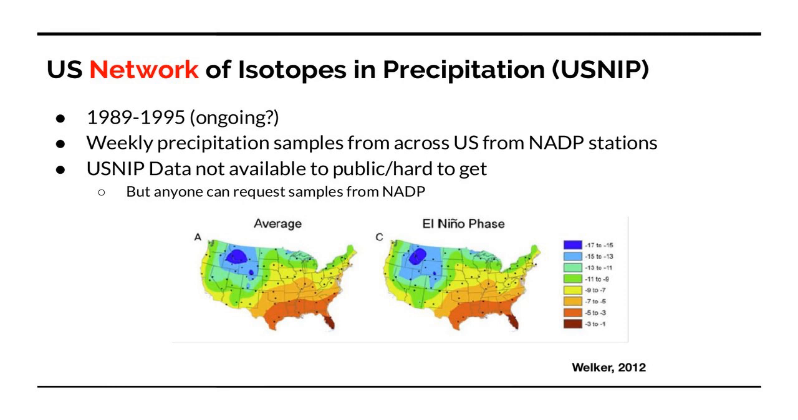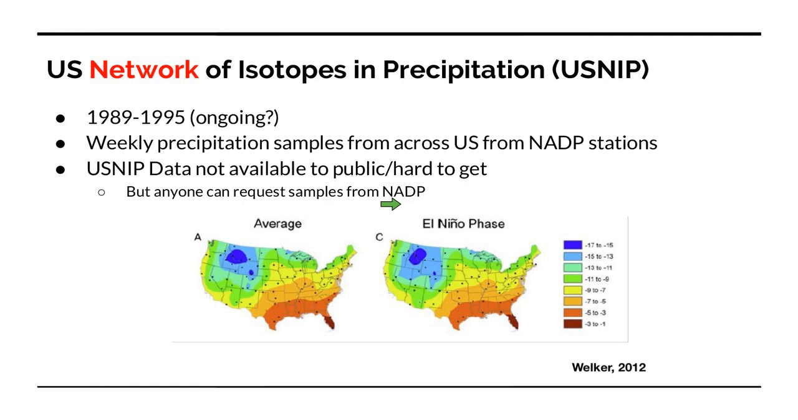So I just wanted to touch very briefly on one additional network called USNIP, US Network of Isotopes and Precipitation. I won't say much about this because these data are not publicly available and they're somewhat difficult to get, although if this is something we want to continue in the future, anyone can request samples from an organization called the National Atmospheric Deposition Program and get these water samples from around the country and measure their isotopic ratios.